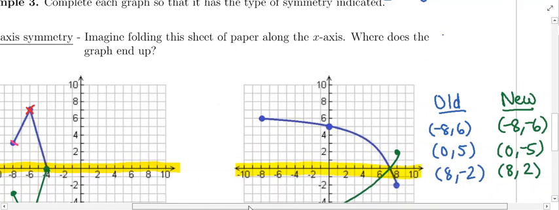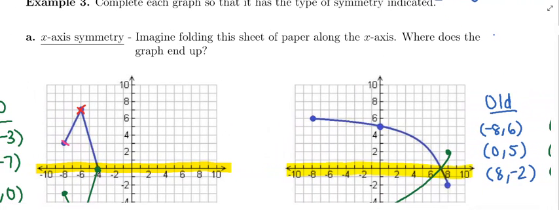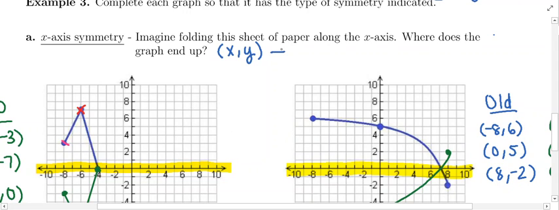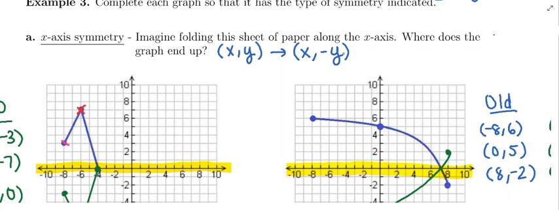Okay, so I'm going to kind of shorthand this. If we are dealing with x-axis symmetry, what happens is if we start with an arbitrary point with coordinates x, y, where is that point going to get sent? Well, the x value is going to stay the same, but the y value is going to change sign. Do not interpret this negative y as meaning that the y value must become negative. What this negative sign in front of the y means is that y is going to change sign.